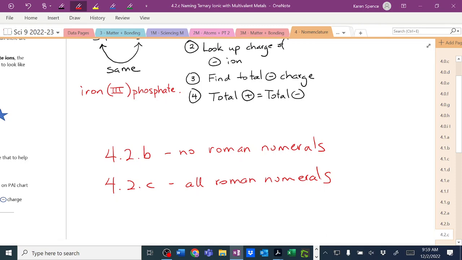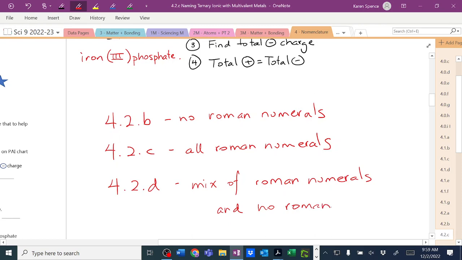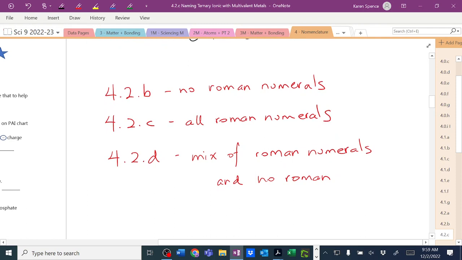And then 4.2d is a mix of Roman numerals and no Roman numerals. And that's what your quiz 5 would be on. So if you feel like you're really good, you can skip ahead to 4.2d. If not, start with 4.2b, do 4.2c, and then move on to 4.2d, just depending on how much practice you think you're going to want. All right, and I'll come around and help you out with stuff and get these quizzes marked that have come in.